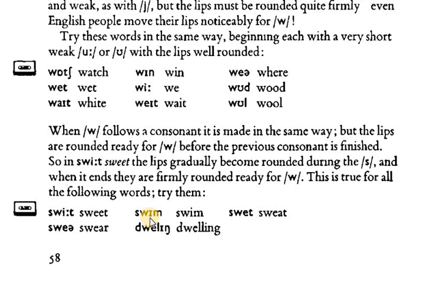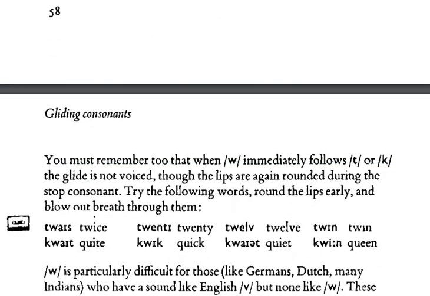Lips are rounded while I haven't yet finished the preceding consonant before w. You must remember that when w immediately follows t or k, as with the following words, the glide is not voiced. It is going to be voiceless, though the lips are again rounded during the stop consonant, t and k. Try the following words.